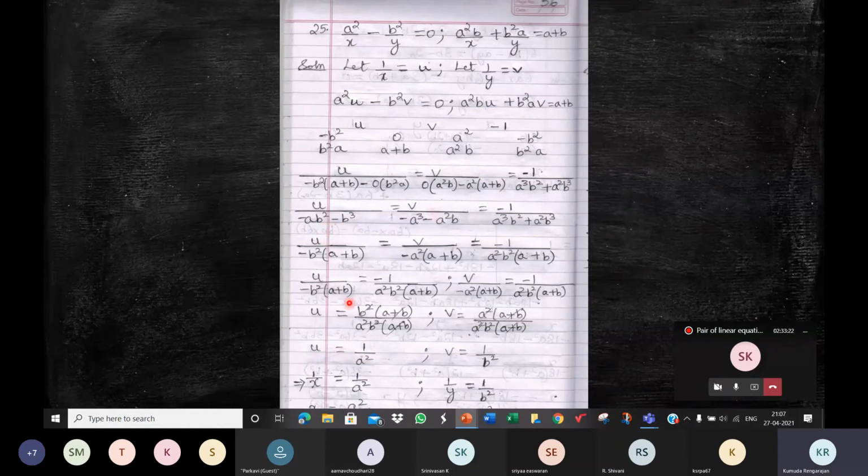Alright, children. Otherwise, nothing new. You have to take out the common factor if you have. So on solving, we find x is equal to a square and y is equal to b square.